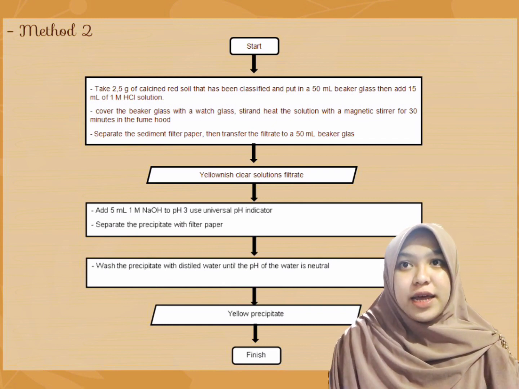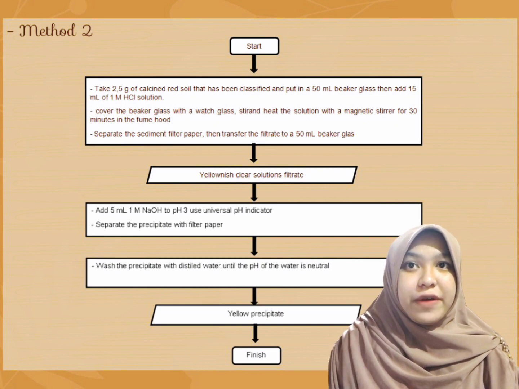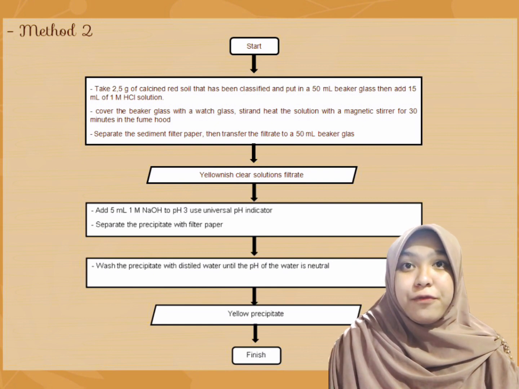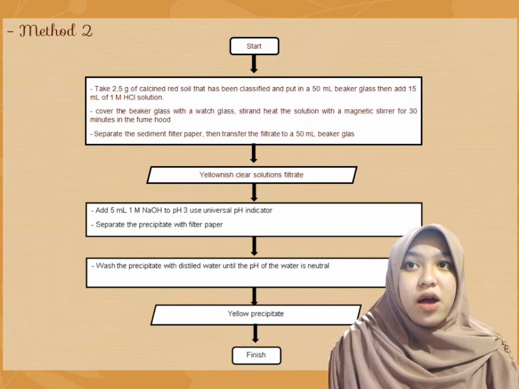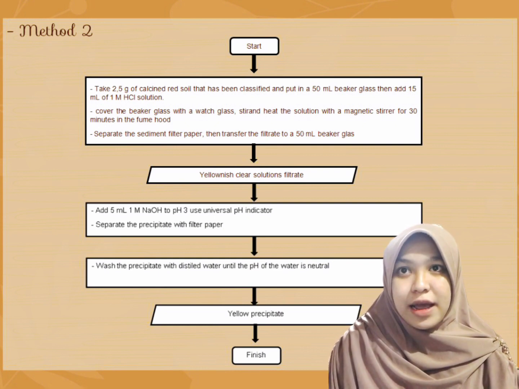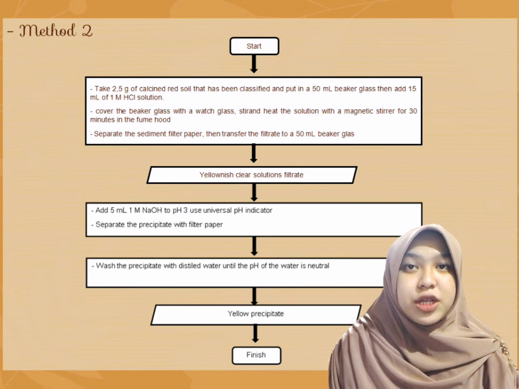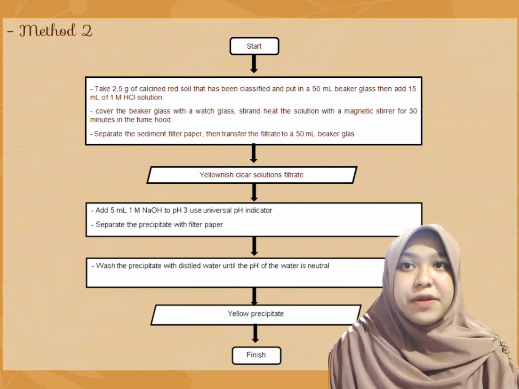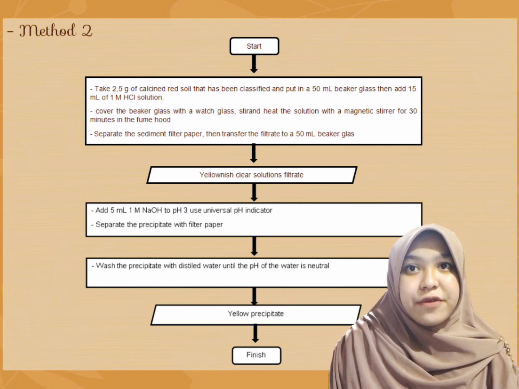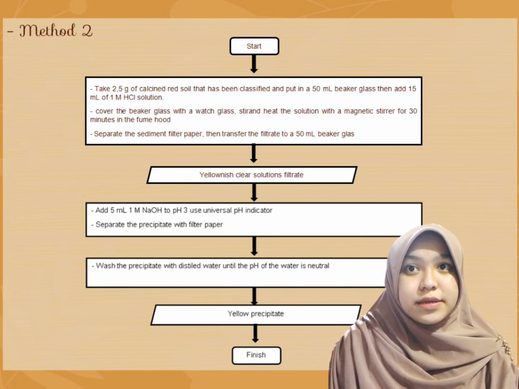Firstly, start and take 5 grams of calcined red soil that has been classified and put it in a 50 milliliter beaker glass, and then add 15 milliliters of 1 molar HCl solution, and cover the beaker glass with a watch glass. Stir and heat the solution with a magnetic stirrer for 30 minutes in the fume hood, and separate the sediment with filter paper, then transfer the filtrate to a 50 milliliter beaker glass.